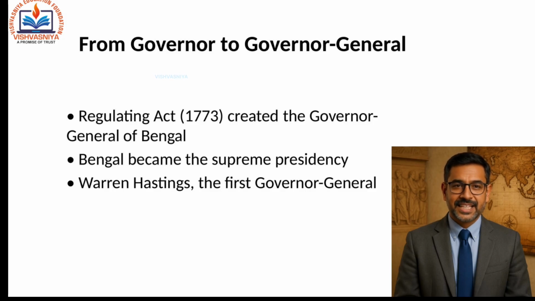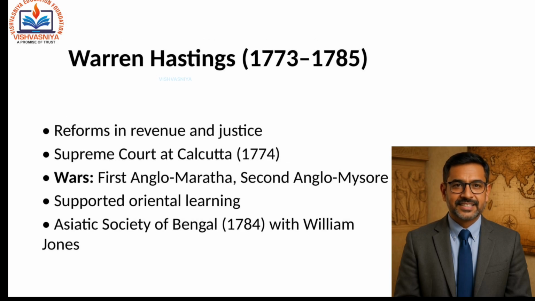Warren Hastings became the first to hold this post. Warren Hastings introduced reforms in revenue and justice. He also set up the Supreme Court at Calcutta in 1774. In wars, he fought the First Anglo-Maratha War and the Second Anglo-Mysore War.